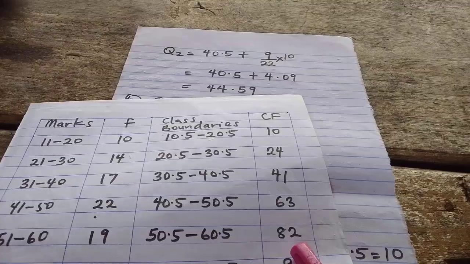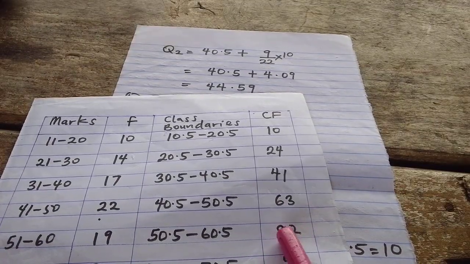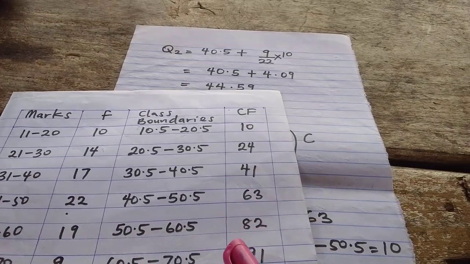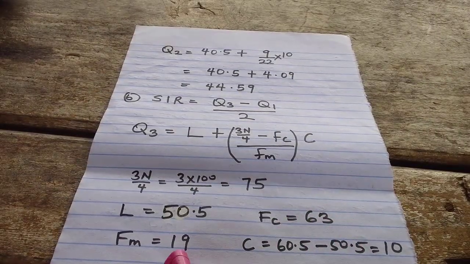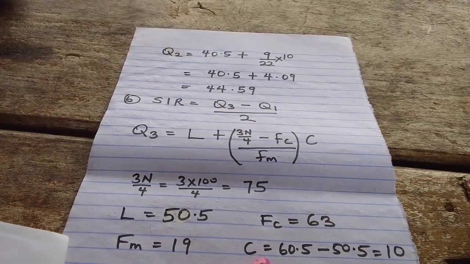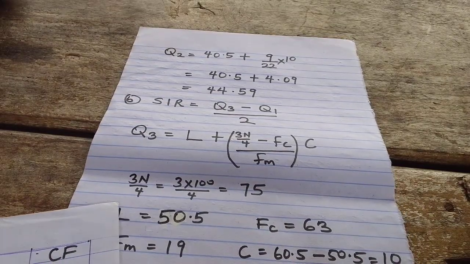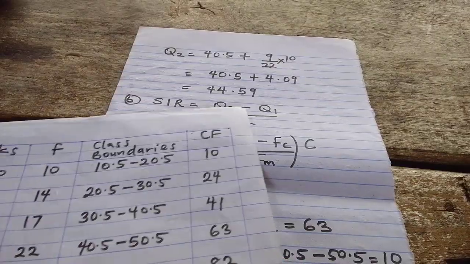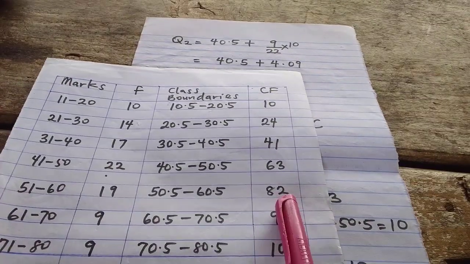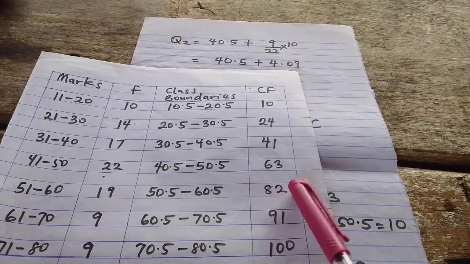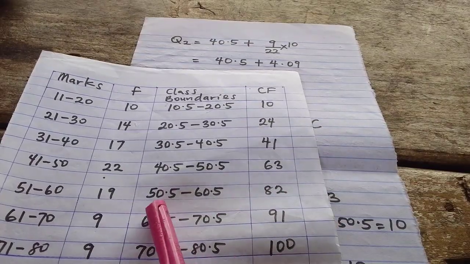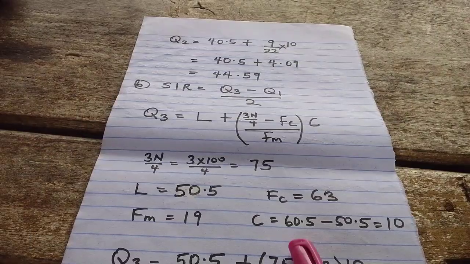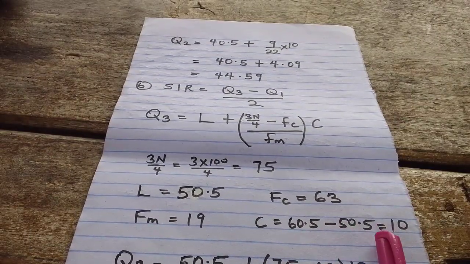So when you look at this, the frequency of the class containing this quarter is what? 19. So that means your FM is 19. Then to get the C, the class width of the class containing the third quarter, since this is the third quarter, the third quarter should be here. The class width will be what? 60.5 minus 50.5, which gives us 10.